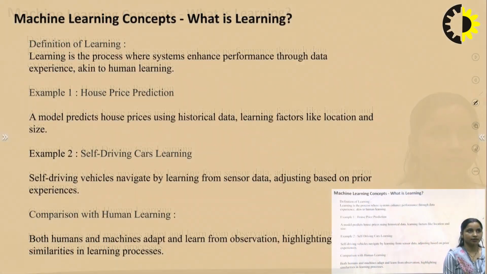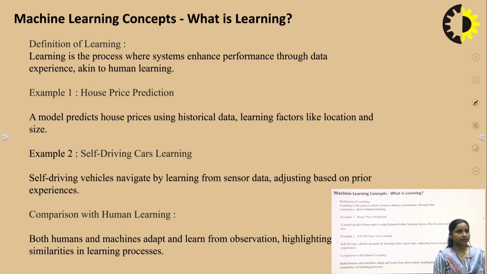So, what is learning? Learning is a process where a system enhances performance through data experience, similar to human learning. And if we talk about machine learning, both humans and machines adapt learning from observations only. So, similarly, machine learning is making our devices and models enhance their performance through the experience of the data.